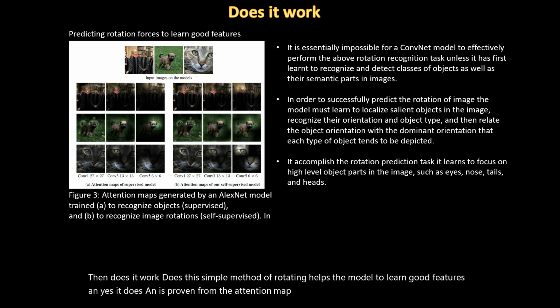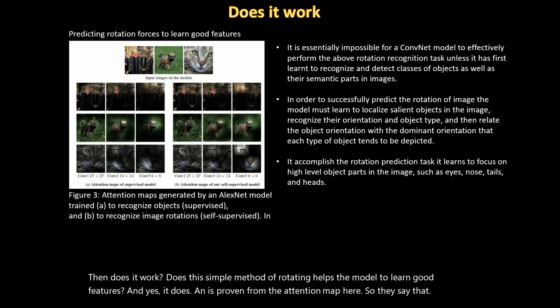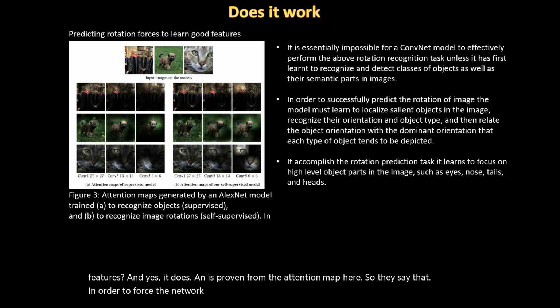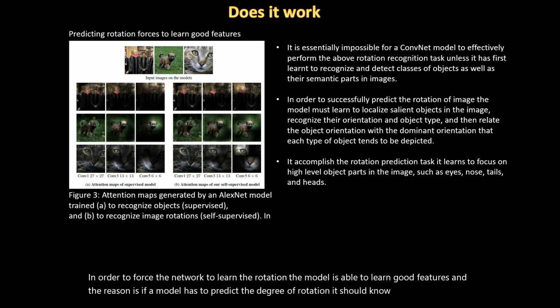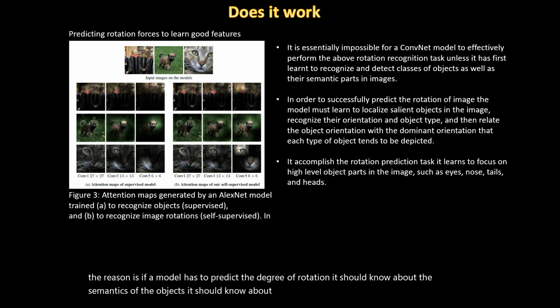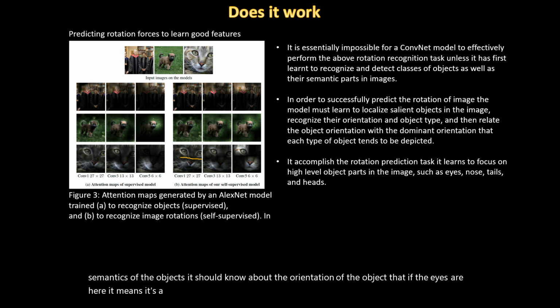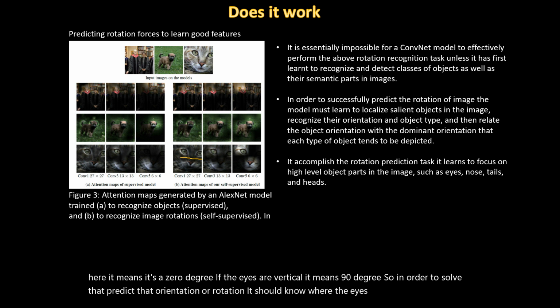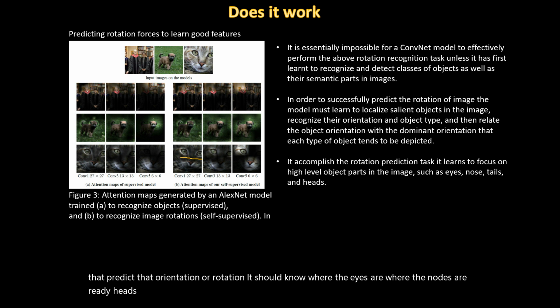So they say that in order to force the network to learn the rotation, the model is able to learn good features. And the reason is, if a model has to predict the degree of rotation, it should know about the semantics of the objects. It should know about the orientation of the object. That if the eyes are here, it means it's 0 degrees. If the eyes are vertical, it means 90 degrees. So in order to predict that orientation or rotation, it should know where the eyes are, where the nose is, where the heads or tails are. And it's evident from the figure here.